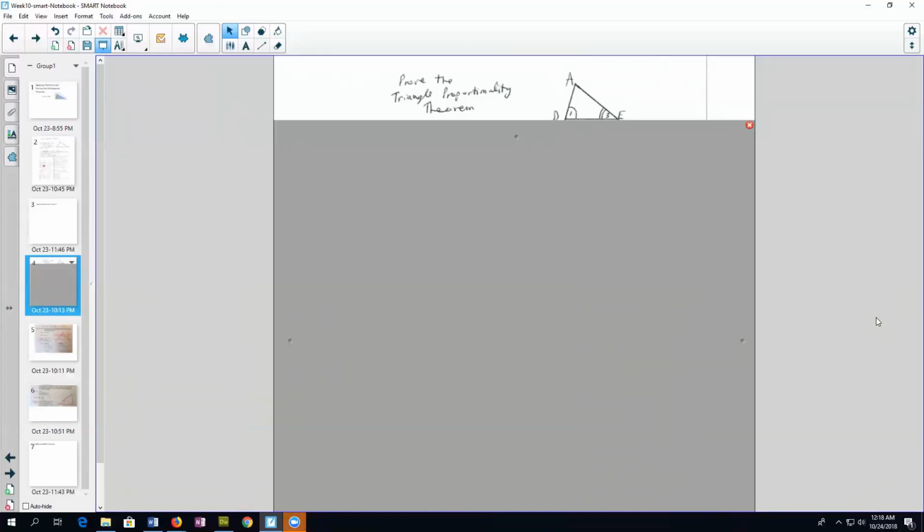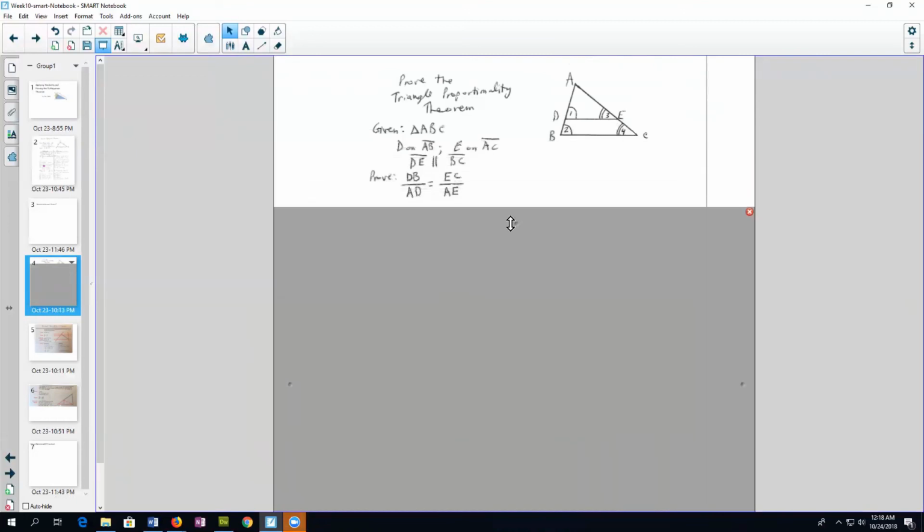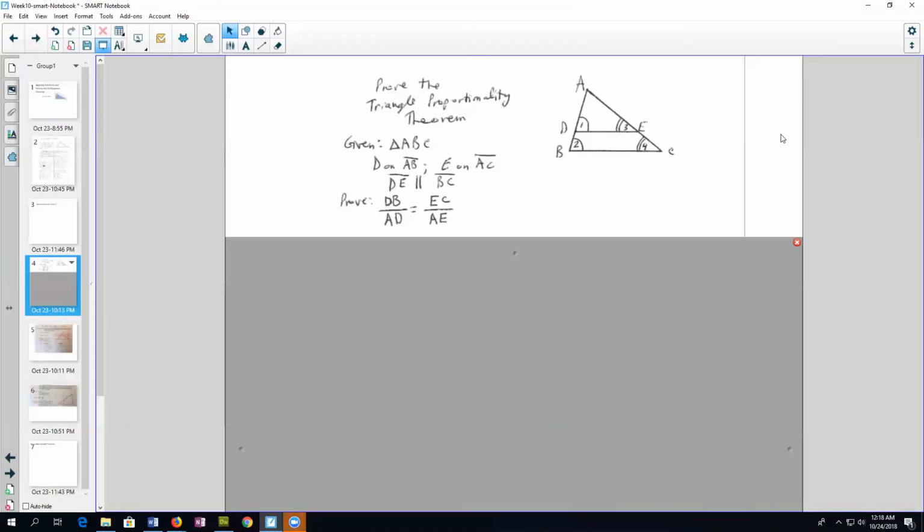Now I would like to look at a proof of the Triangle Proportionality Theorem, and you should have a handout for this. So we have triangle ABC. This is our larger triangle here. D happens to be on this side, and E happens to be on this side, and segment DE is parallel to segment BC. We have a segment cutting through the triangle that is parallel to one of the sides. And we want to prove that DB over AD is equal to EC over AE.